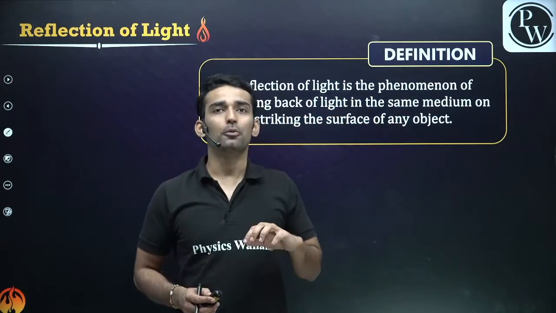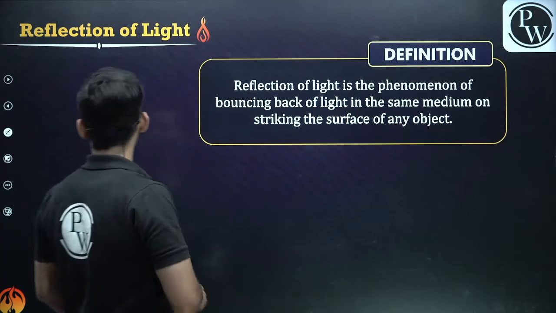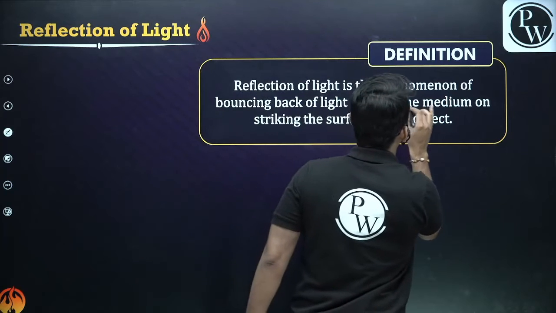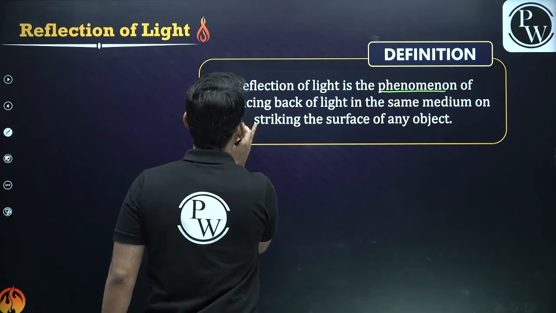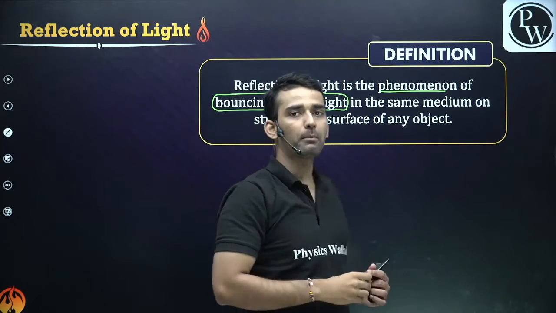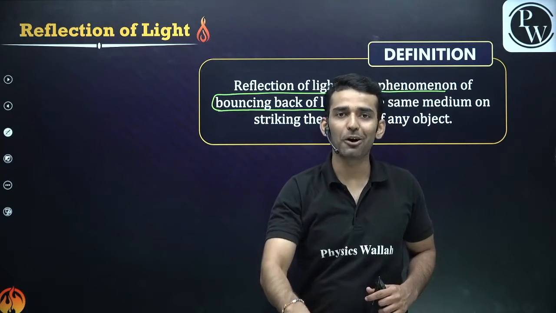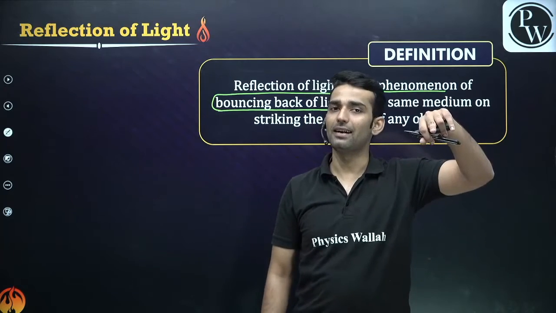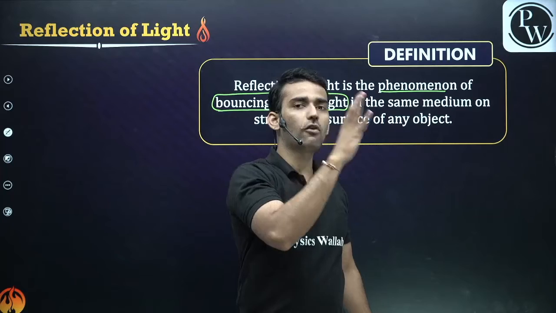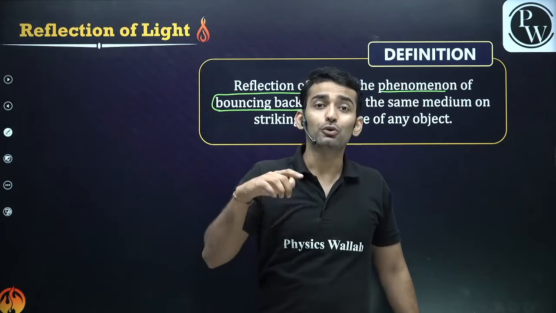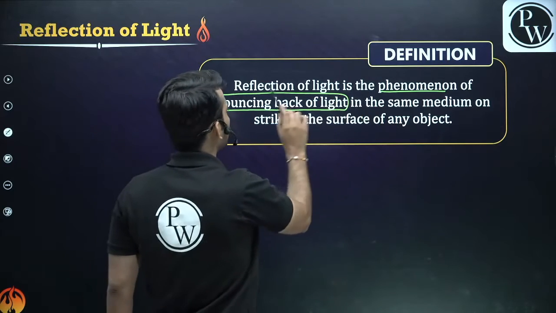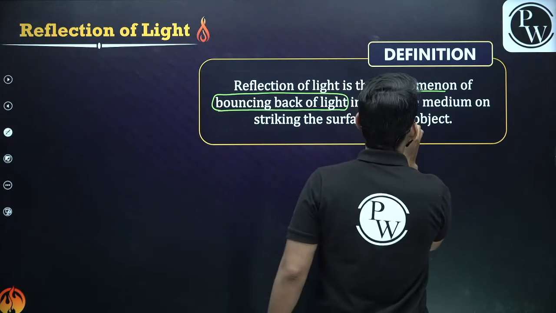Okay guys, so basically what is reflection of light? First we should go through the definition. Reflection of light is the phenomenon of bouncing back of light. For example, when I drop a ball from here, it goes down, bounces back from the floor and comes into my hand. So this is bouncing back, right? If I throw a ball at the wall, it bounces back towards me. This is how light is bounced back from any surface. Reflection of light is the bouncing back of light in the same medium.